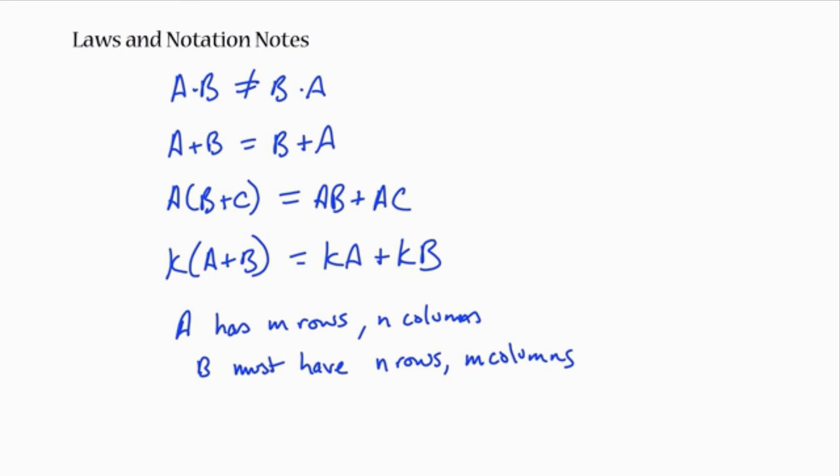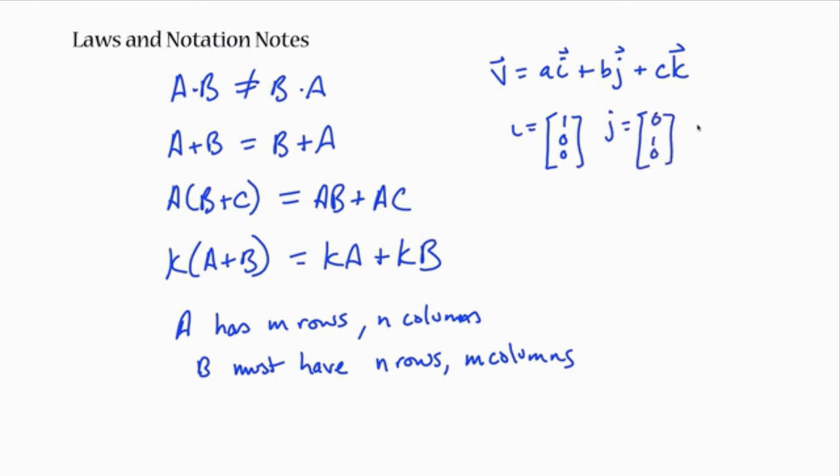And a final note about notation. Sometimes you'll see vectors written with lots of i's and j's and k's in them. So if you've got a vector that's of the form, say, ai plus bj plus ck, the i and the j and the k are all also vectors. They're called unit vectors. i is typically the 1, 0, 0 column vector, j is the 0, 1, 0 column vector, and k is the 0, 0, 1 column vector. And they refer to the three dimensions of our usual three-dimensional x, y, z coordinate space.